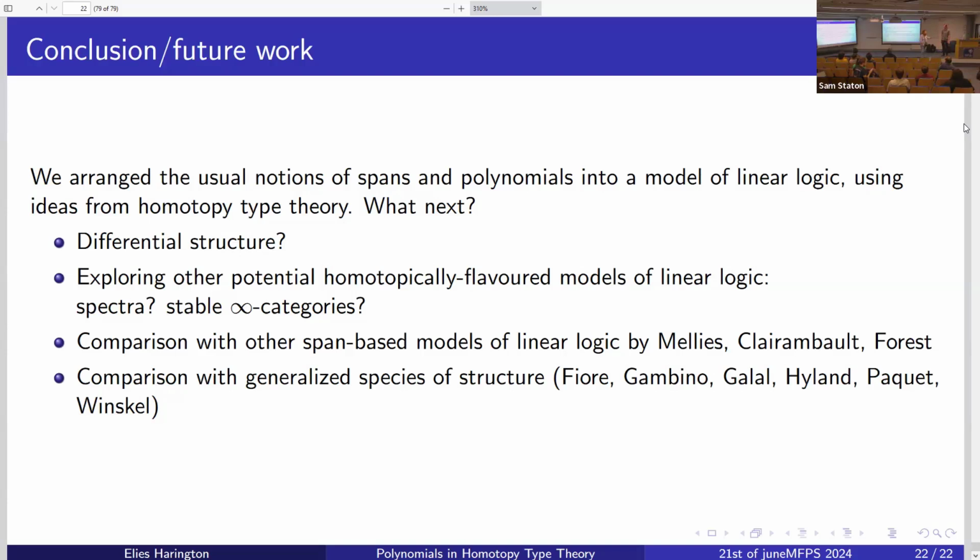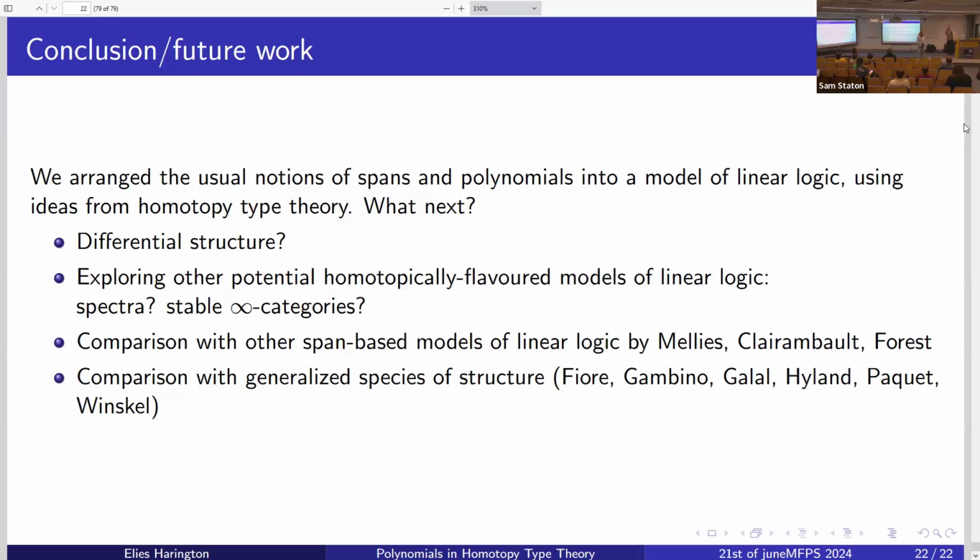I also have a quick question for you before we move on. This model of linear logic is a very bad model of linear logic because it's a compact closed category. So conjunctions and disjunctions and implications are always the same. If you're thinking more logically, can you use your homotopy type theory to make it a less logically problematic model? That's a good question.